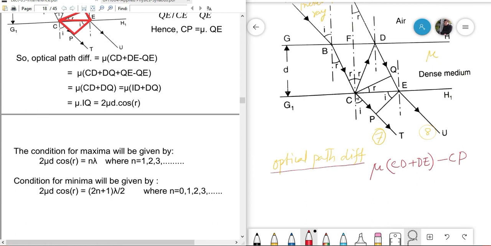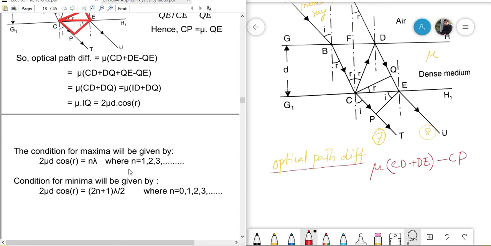In this case, if you remember the Stokes relations, there is no phase difference between the BC and the reflected ray CD. Similarly, in case of the reflection that is happening at the point D, there is no phase difference between CD and DE, because again the reflection is happening as it is going from the denser medium and then getting reflected from a rarer medium. There is no phase difference created at the point C and at the point D.